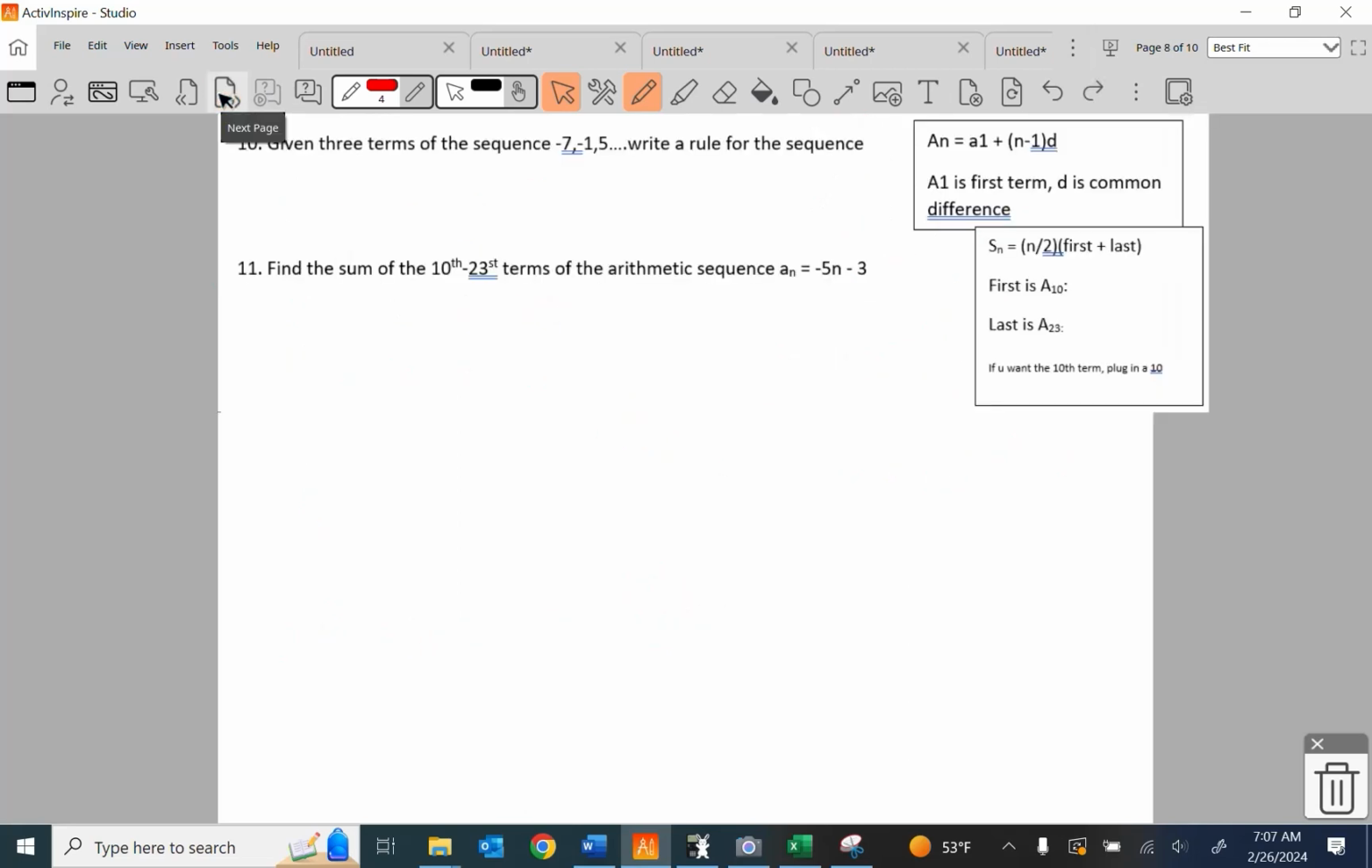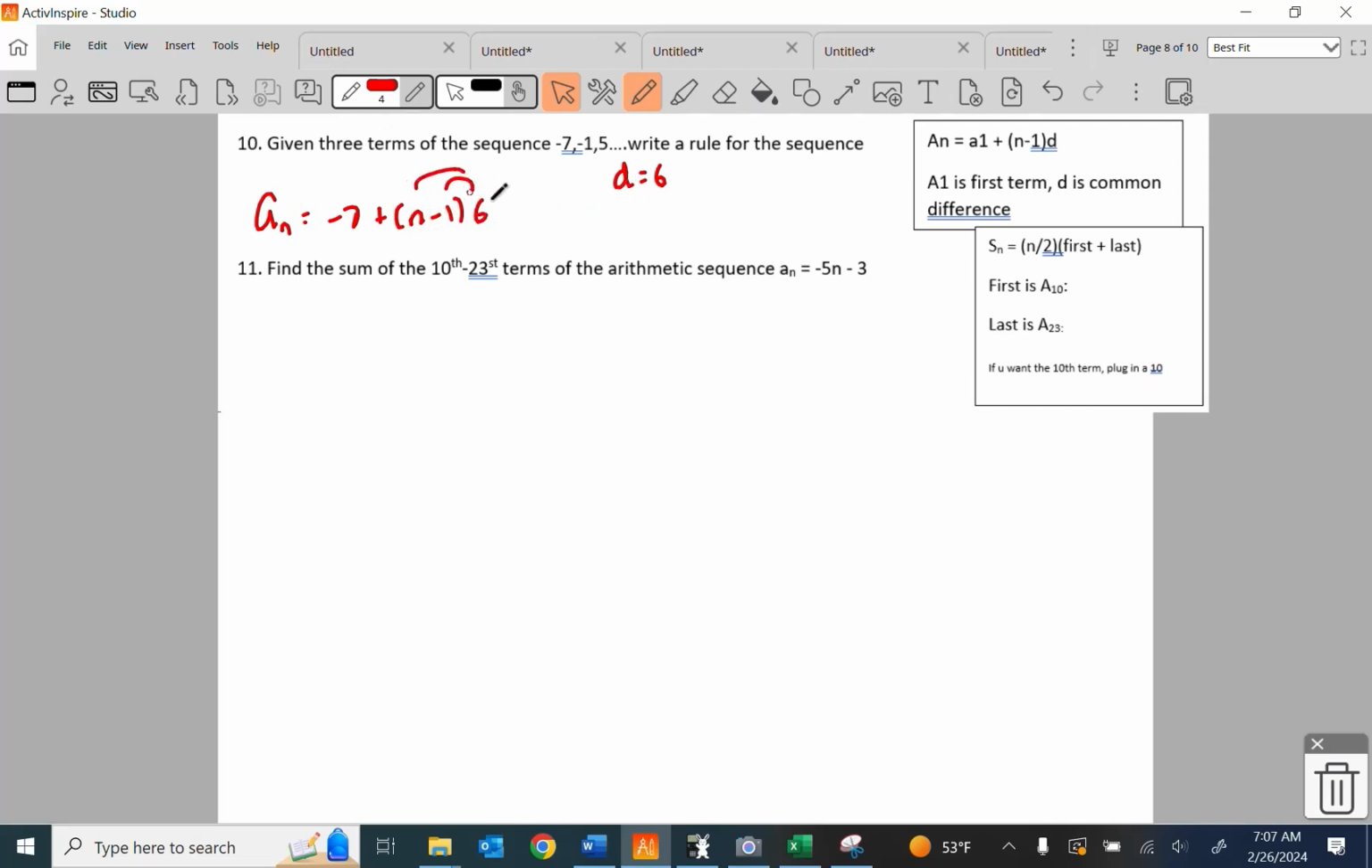Move forward, 10. Given 3 terms of a sequence, -7, -1, 5, write a rule. Now I noticed that this one has a difference of 6. I'm just going to go over here and look at this thing. The nth term is the first term, -7, plus parentheses n minus 1 times the difference of 6.